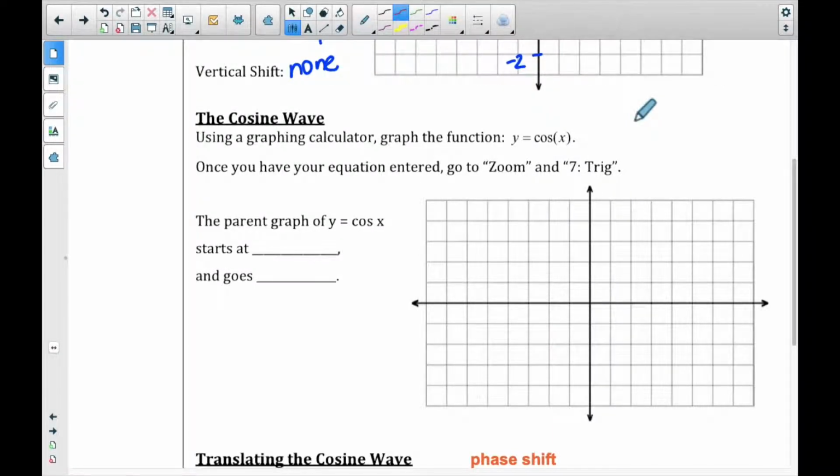Okay, you guys, today we are starting at the middle of page 16, talking about the cosine wave. It says here, using a graphing calculator, graph the function y equals cosine x. Let's pull out your graphing calculator and let's graph that and see what it looks like.